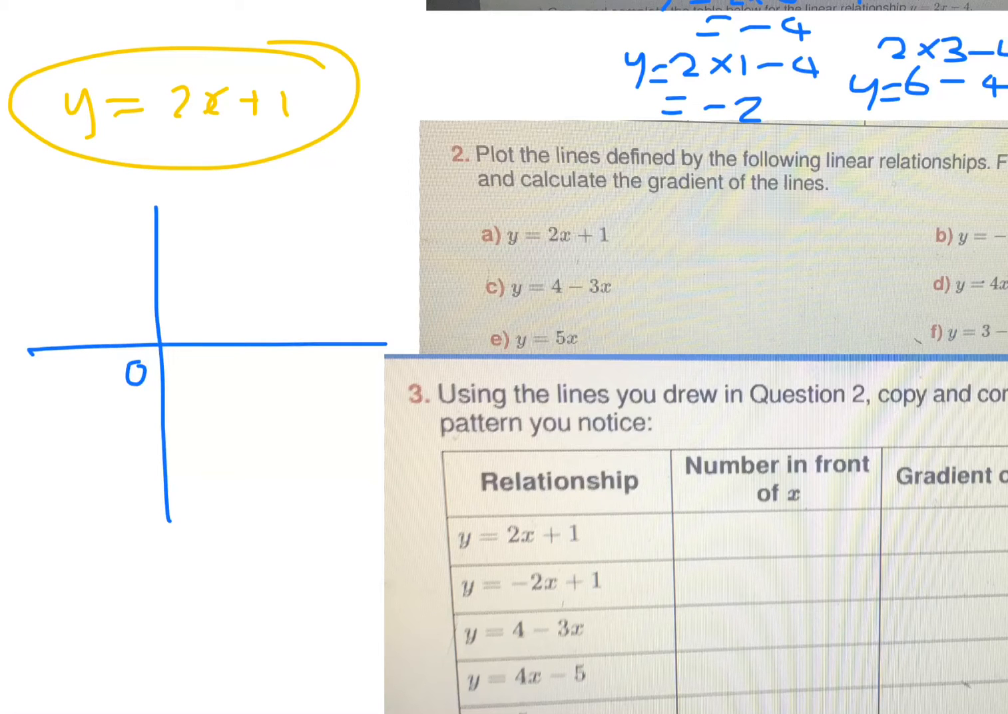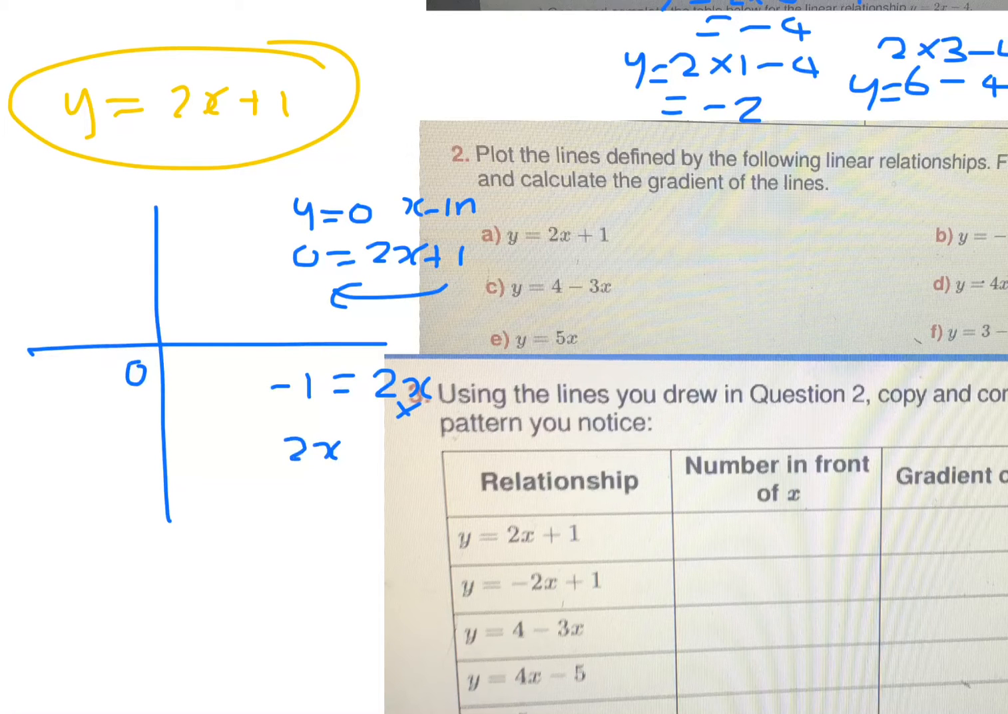So if you put in y equals 0, you're going to get where the x-intercept is. So you can put 0 is 2x plus 1. And then when you bring the 1 across, you get minus 1 equals 2x. So 2x equals minus 1. If you divide by 2, you get x equals minus 1/2. So that means it will cut the x-axis at minus 1/2.